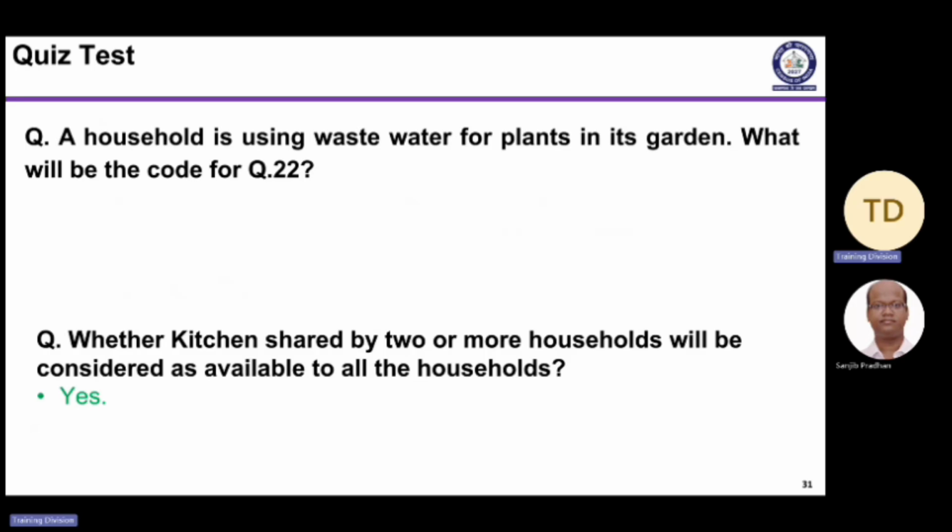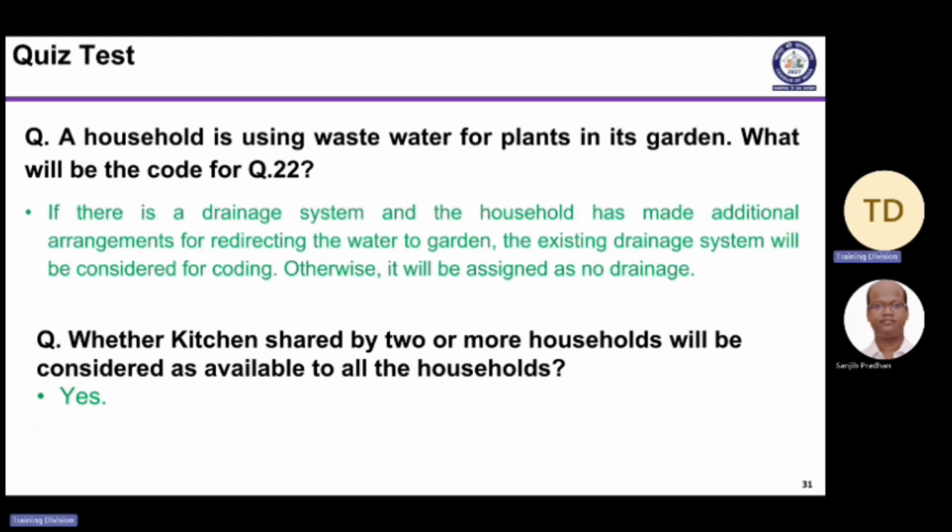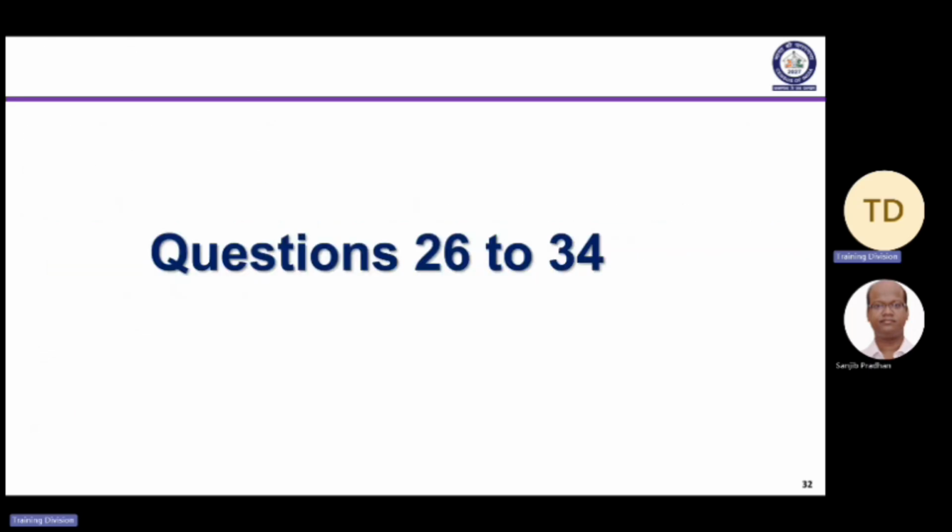Yeah. Okay, next question. A household is using wastewater for plants in its garden. What will be the code? It depends on how the water is going to the plant. If there is a drainage system and a household made additional arrangements redirecting water to the garden, then it depends upon whether it is a closed drainage or not. Or if there is no drainage and it directly goes to the plants, it is no drainage. So these are the examples you can cite to the enumerators.